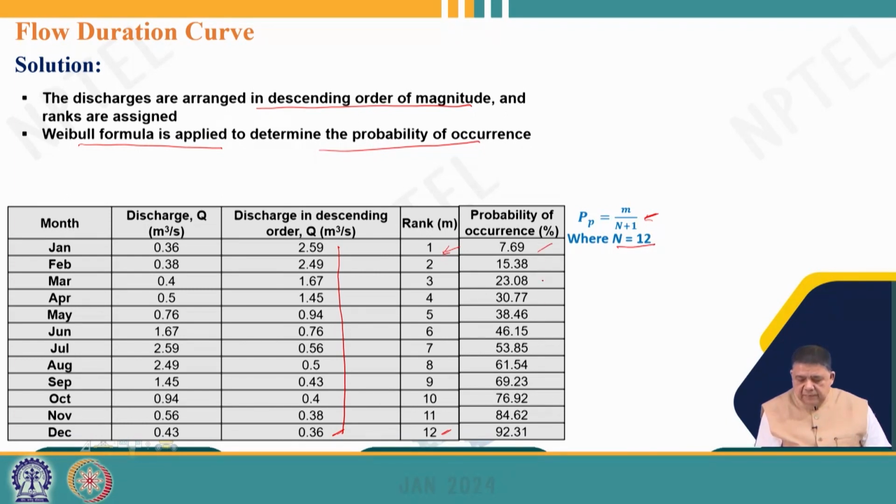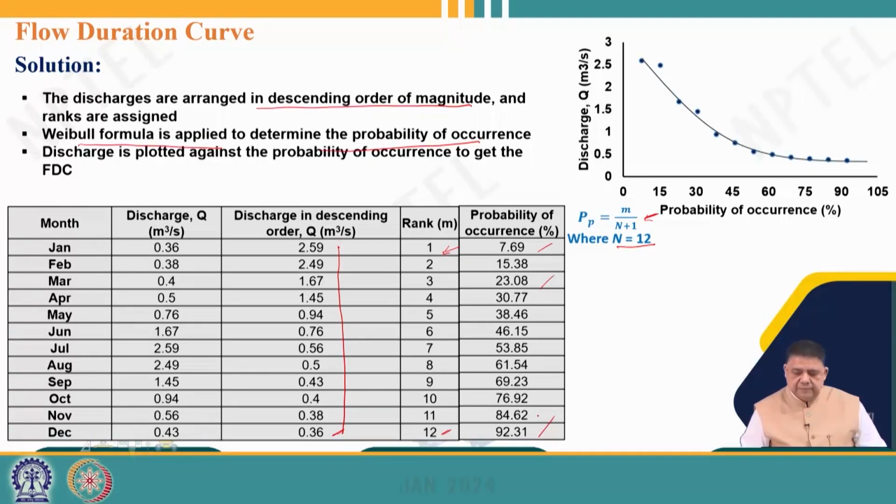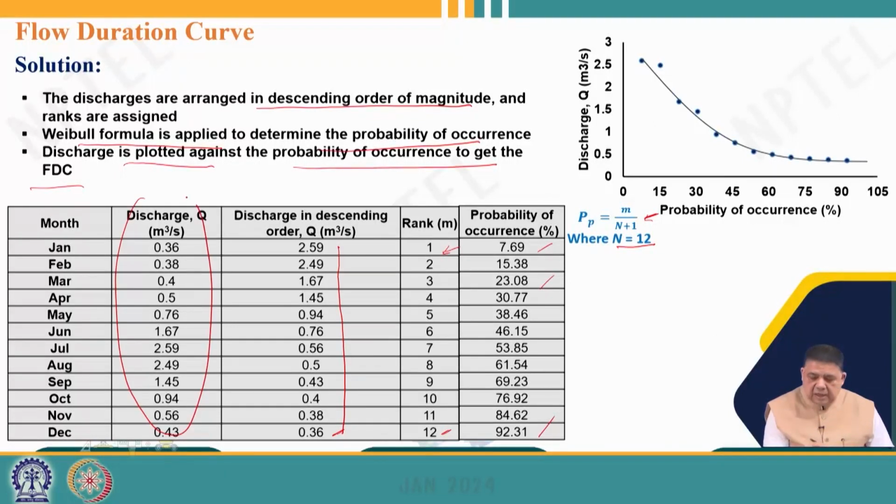So, the probability of occurrence for different flow magnitudes we know, and then using these two values the discharge is plotted against the probability of occurrence to get the FDC. So, we have discharge values and we have the probability of occurrence. So, we will make this curve. Either this discharge column or this column we can use and then plot the curve.